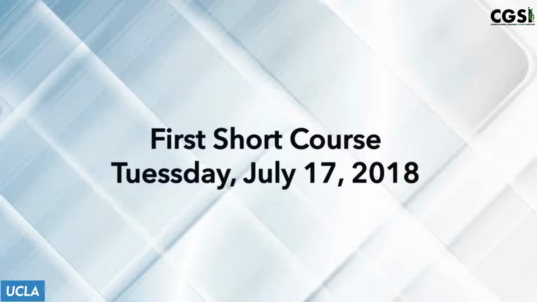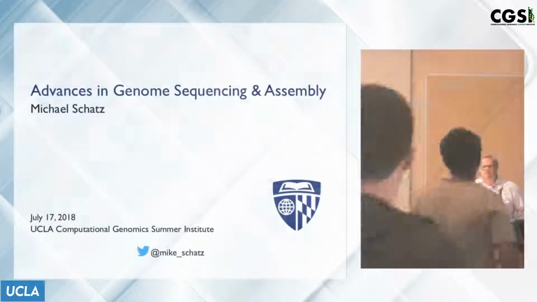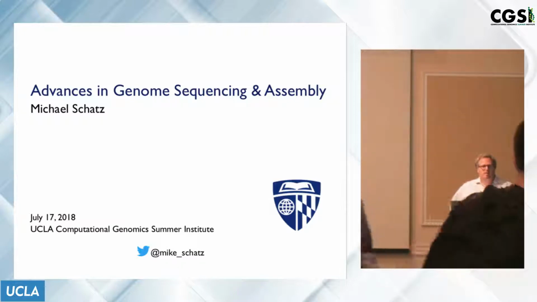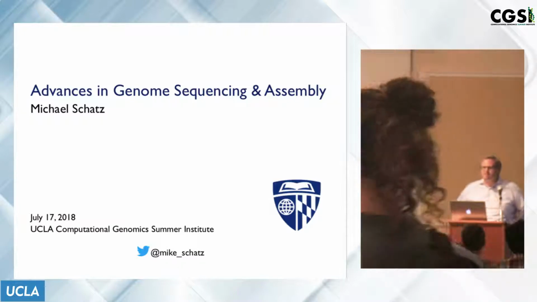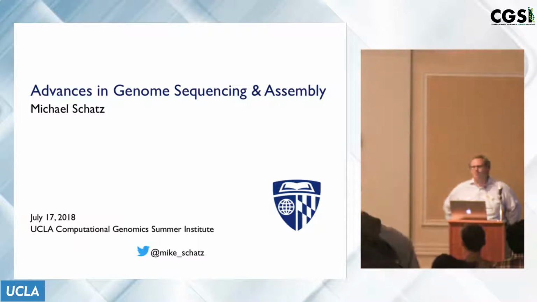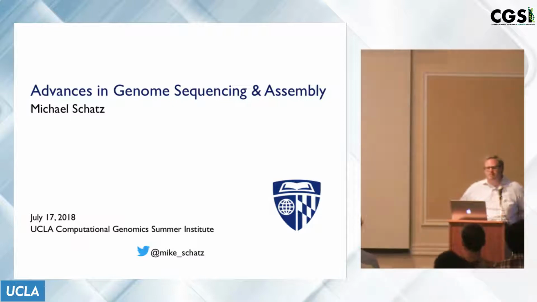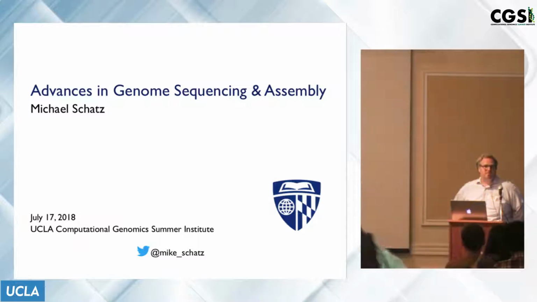Good afternoon, everyone. My name is Michael Schatz. I'm an associate professor at Johns Hopkins University. Before I was at Johns Hopkins, I was at Cold Spring Harbor Labs. Before that, I was at University of Maryland. Before that, I was at the Institute for Genomic Research, TIGR. So I've been in genomics for about 15, actually coming on 20 years now. And it's just been really exciting over the last 2 decades just to watch this field explode.